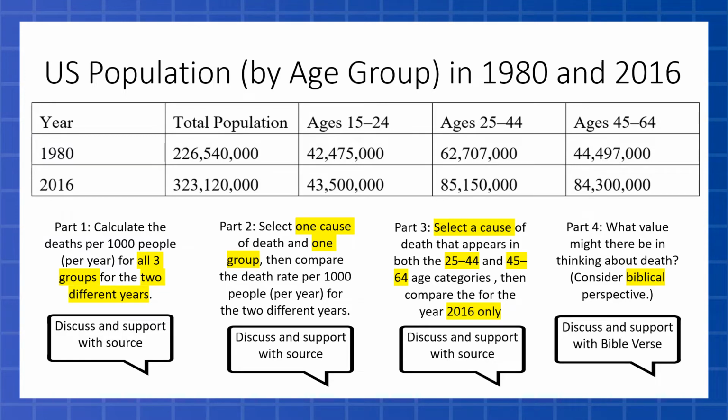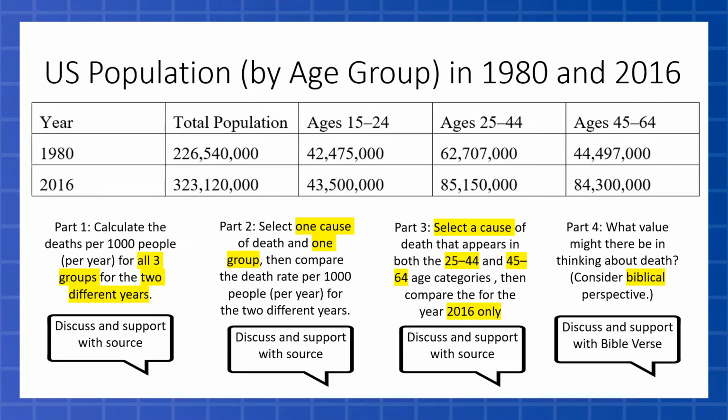U.S. population by age group in 1980 and 2016. So this is a table that's in our first Word document, and it just looks at the overall population. Now that's useful, but we're going to look at population with respect to death. Okay, so what we're going to do in part 1 is we're going to calculate deaths per 1,000 people for all three age groups in both sets of years. So that's going to be 6 different answers. And so I want you to do that for part 1.